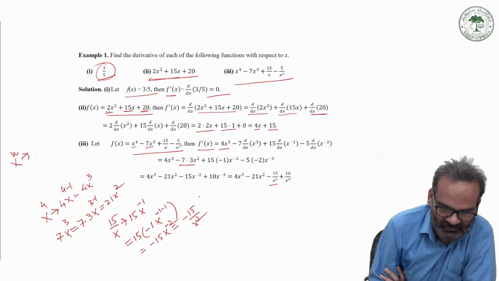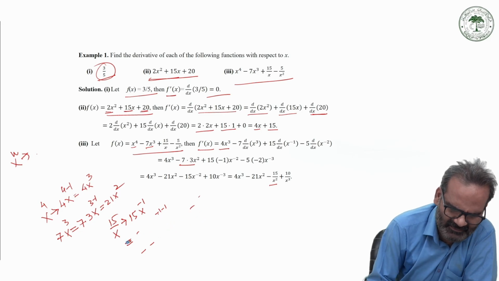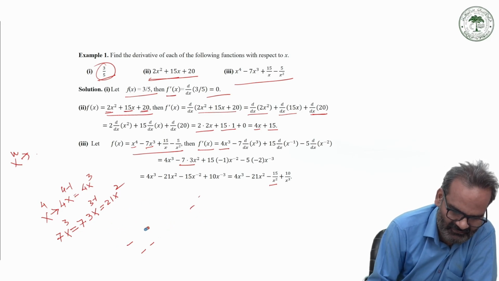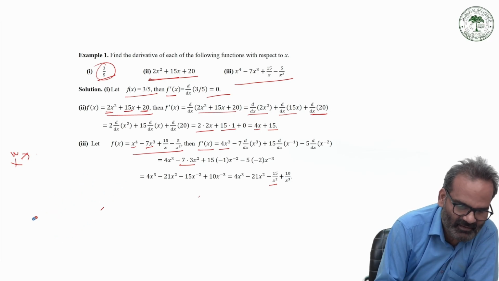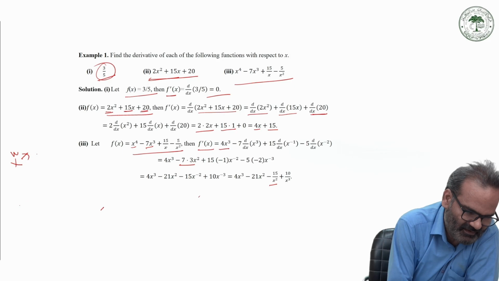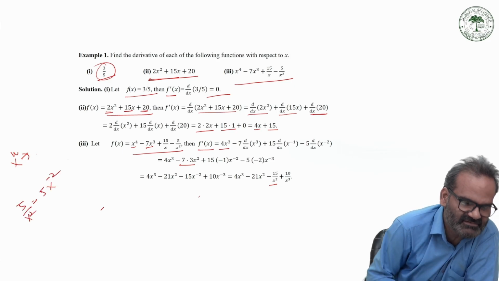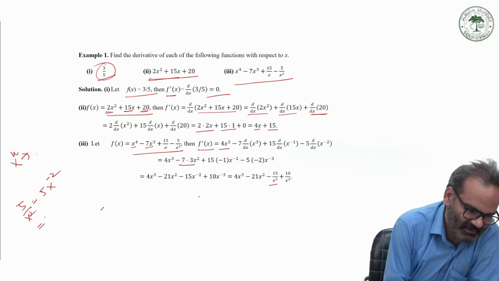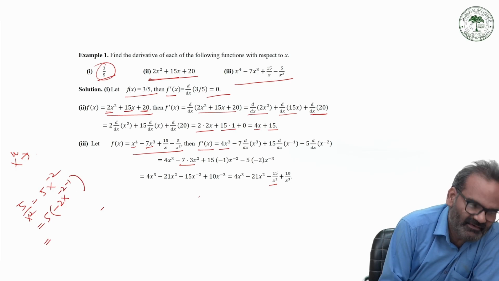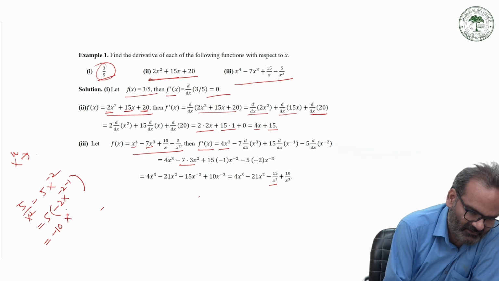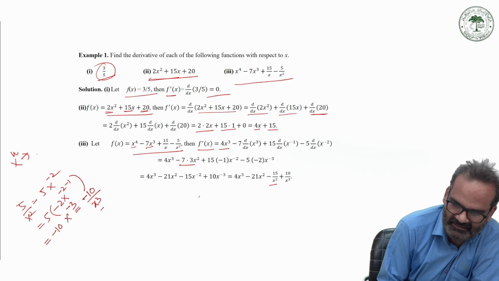And finally, 5 upon x square. In a similar way, transfer x square from denominator to numerator and then apply the formula of x raised to the power n. Let us take for a while 5 upon x square. This can be written as 5x power minus 2. So this is equal to what? 5 will remain as it is, minus 2, x power minus 2 minus 1. So what is left? 5 into minus 2, this is minus 10, x power minus 3, and this can be written as minus 10 upon x power 3.